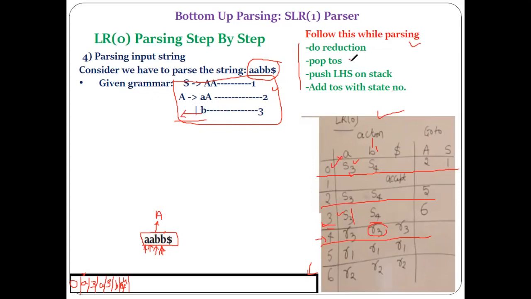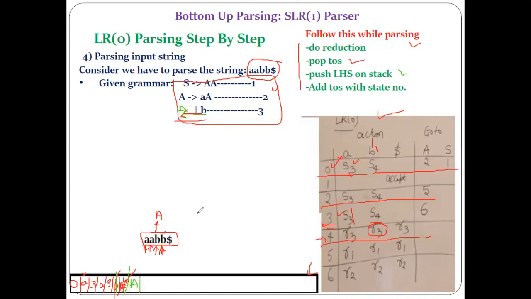Then for the next step, pop the top of the stack. Now what is on the top of the stack? There are this 4 and this B. These two things you have to pop. Then third, push the left hand side on the stack. Which left hand side? We have performed the reduction, so what is the left hand side of this grammar? A. So we push the left hand side of that grammar on the stack, so we'll push A here.